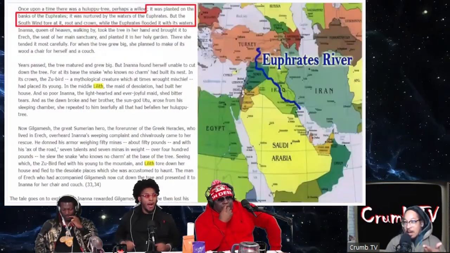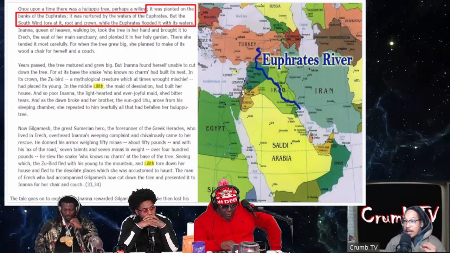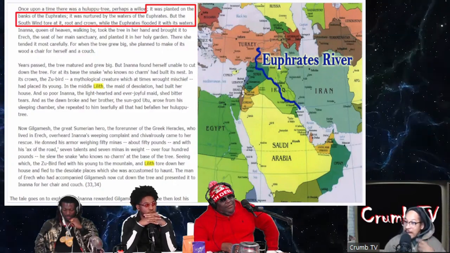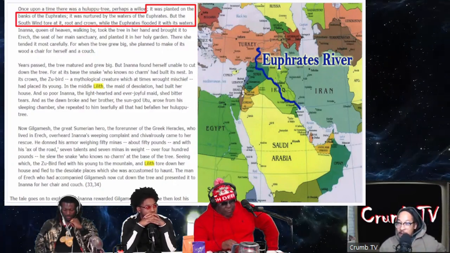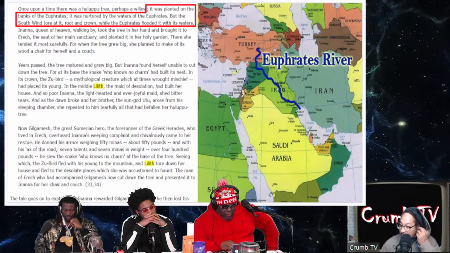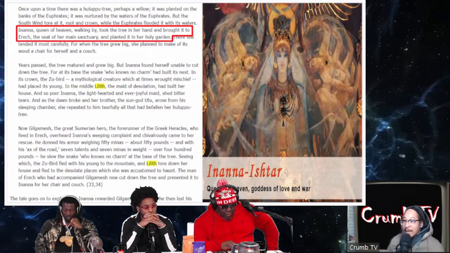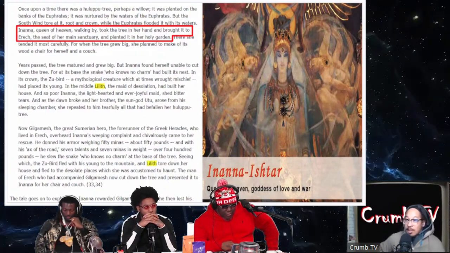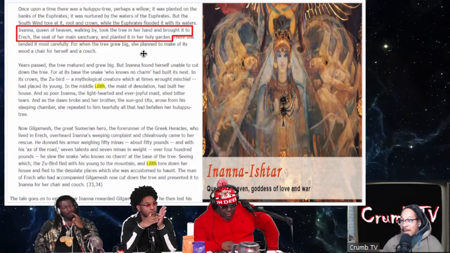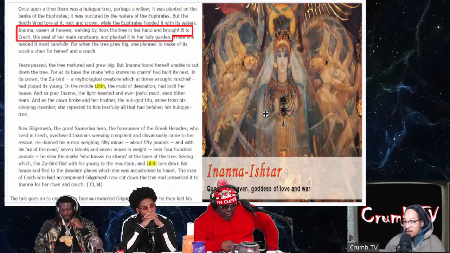It was planted on the banks of the Euphrates. This is the Hulupu tree. It was nurtured by the waters of the Euphrates, but the south wind tore at it, root and crown, while the Euphrates flooded it with waters. So you can see this picture of the Euphrates. Now Anana, queen of heaven, walking by, took the tree in her hand and brought it to Erech, the seat of her main sanctuary, and planted it in her holy garden. This is like the Garden of Eden type of thing.